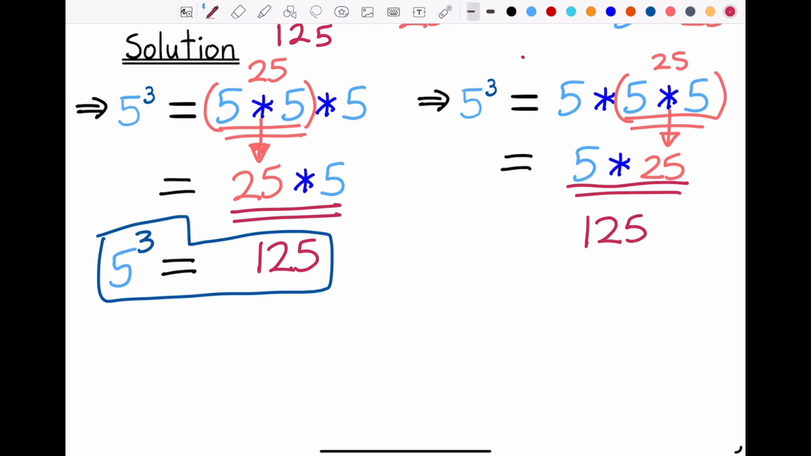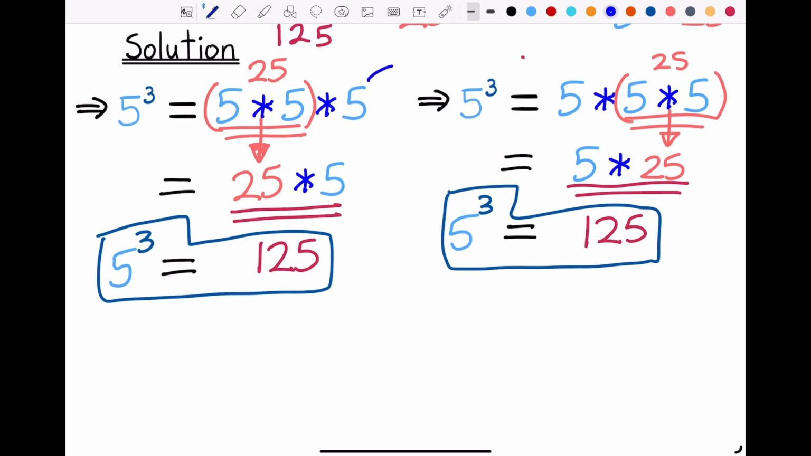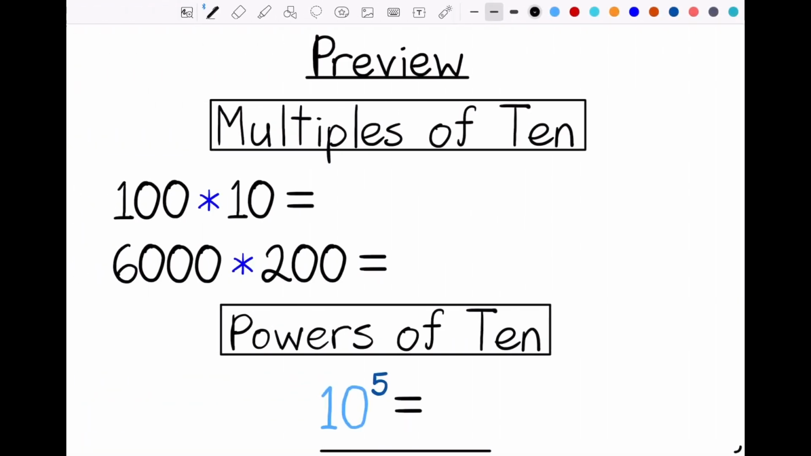So again, we got the value of 5 to the 3rd to be equal to 125. And we're done. So this confirms that the associative property is still true in this example. So now we're done with this calculation.